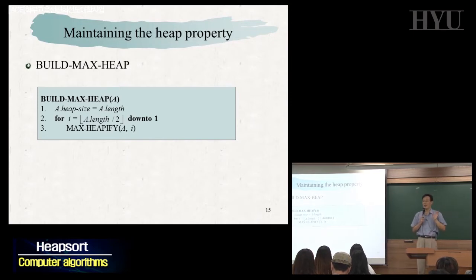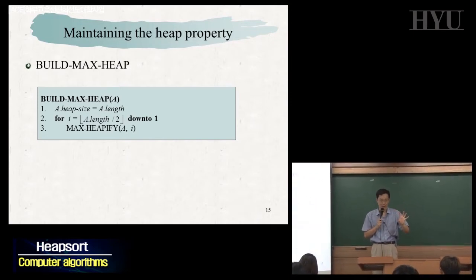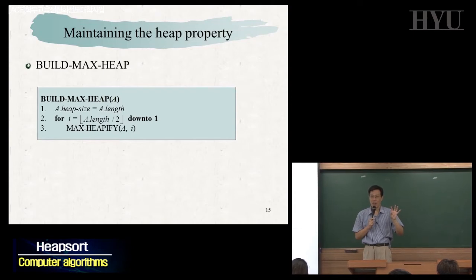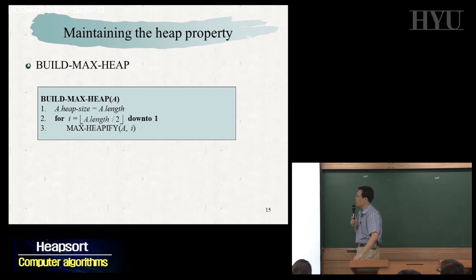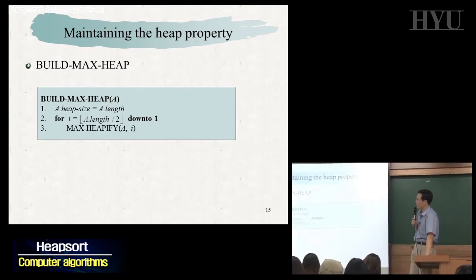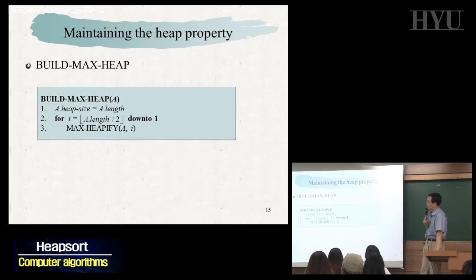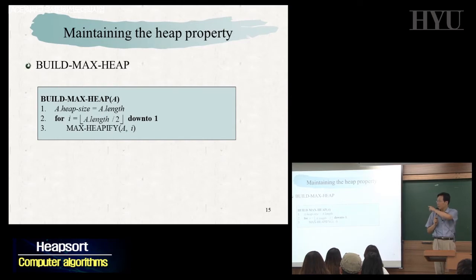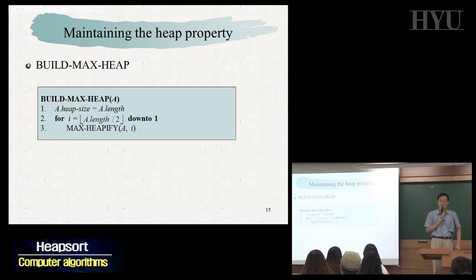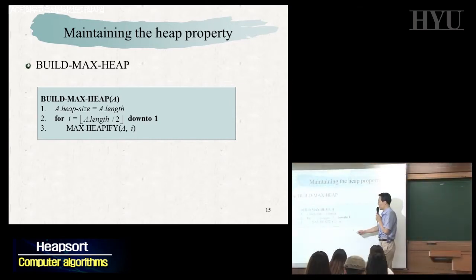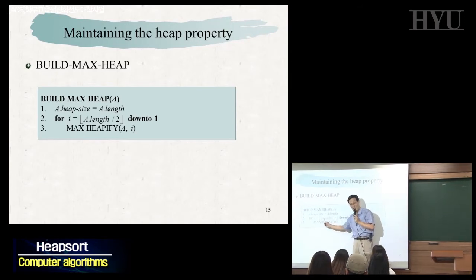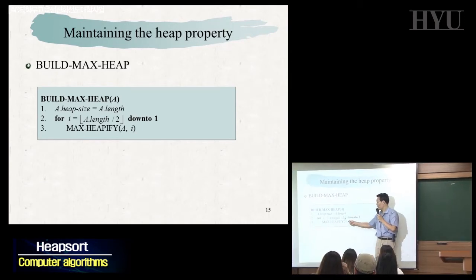Okay, then using this max heapify, let's build a heap, build a max heap. This is the pseudocode of build max heap. So look at this page and try to understand the meaning for a couple of minutes. This is quite strange, yes? And look at the for loop.